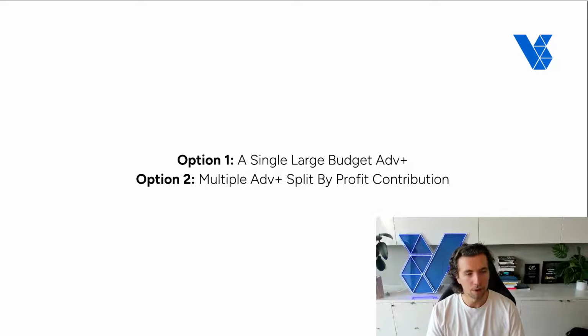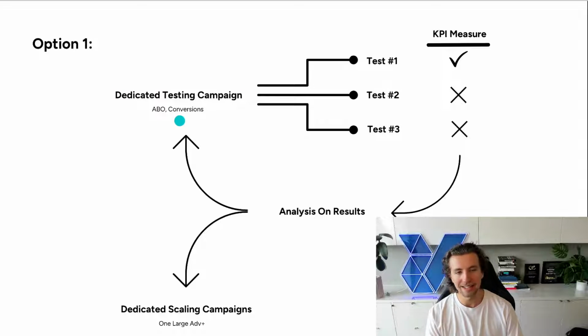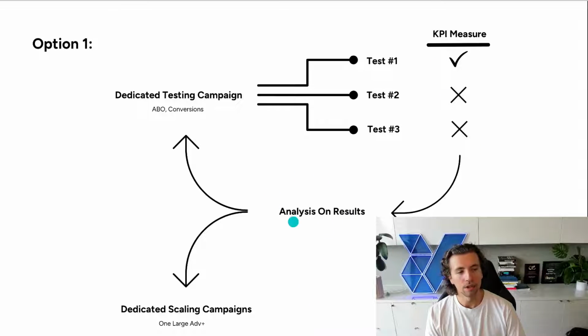So starting off with option one, a single large budget Advantage Plus. What this actually looks like is very similar to a previous video that we have on our structured testing framework, which is where you have a dedicated testing campaign. It's an ABO, it's optimizing for conversions. You're running consistent tests at the ad set level with KPI measures in place to determine whether it's a successful test or not with statistical relevancy. That then goes into an analysis process that then feeds into future tests.